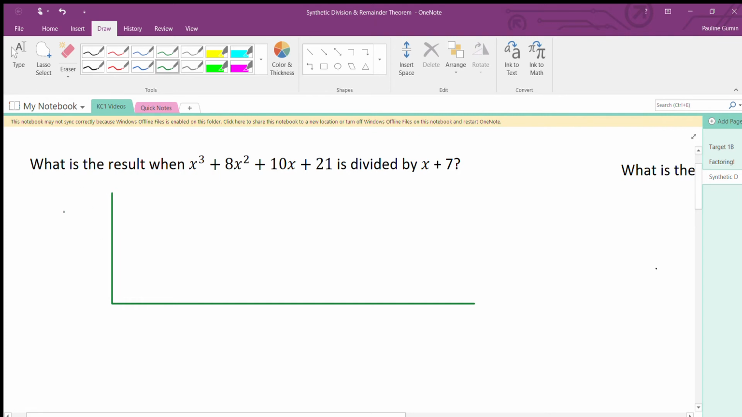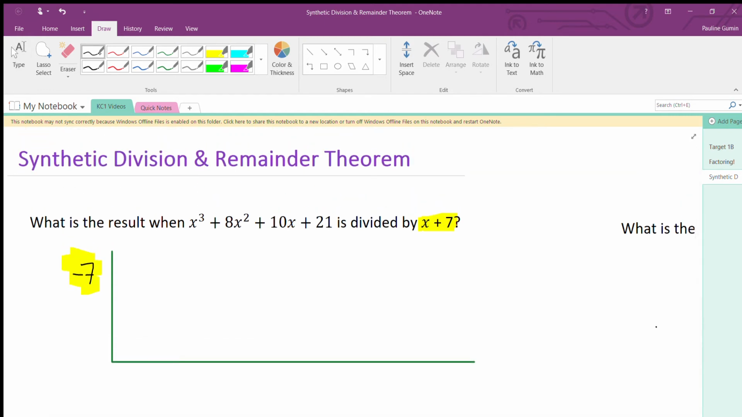Outside of the L shape, we're going to put a number. We are going to put the opposite of our divisor. So over here, I'm going to write -7. Let me tell you why. So if you recall, in a previous target, we talked about roots, and roots were always written as x minus r. So if x plus 7 was a root, well, it is, we can do x minus -7, and that's how we get x plus 7. So that's why a -7 goes on the outside.